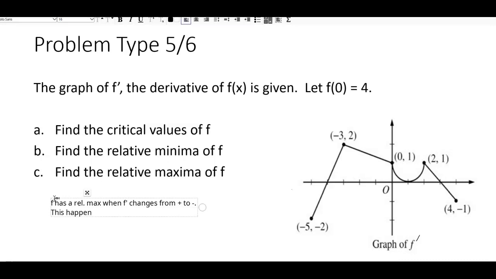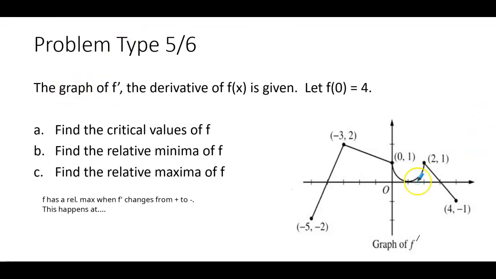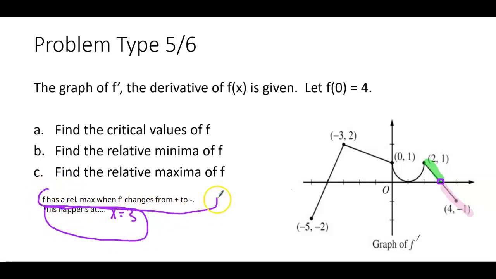This happens at, well, let's take a look. Over here, f prime is positive, and then after that it's negative, and therefore it must be switching at that point there. So we would say x equals 3. Once again, 1 point for your answer, 1 point for your explanation.